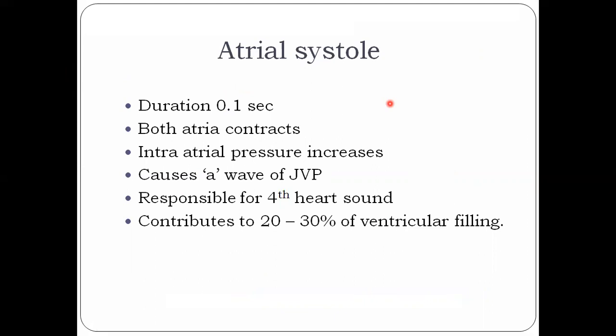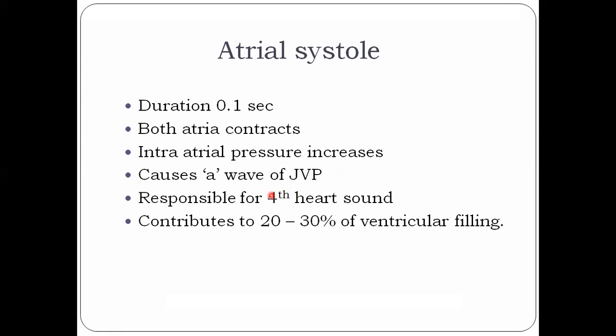So what happens when the atria contract? It causes increased intra-atrial pressure. When the intra-atrial pressure increases, that causes a wave of the JVP. JVP is nothing but the jugular venous pulse or pressure, which is closely related to the intra-atrial pressure curve. The A wave is a positive wave of the jugular venous pulse, which we'll see in the forthcoming slides. So the intra-atrial pressure increases during atrial systole, and that causes the A wave of the JVP.